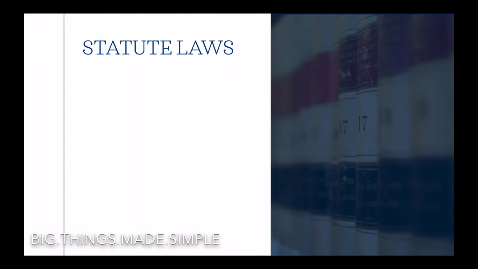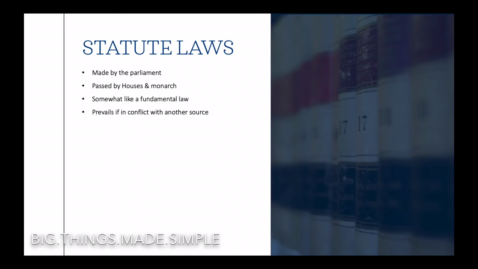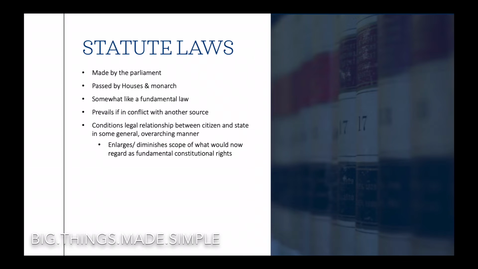Statute laws are formal written laws that are made by the Parliament, passed by the two houses and the monarch, and are placed in the statute book. Its existence is somewhat similar to a fundamental law in the US, where it prevails if it is in conflict with another source. Constitutional statutes condition a legal relationship between the citizen and the state in some general overarching manner, which enlarges or diminishes the scope of what would now be regarded as fundamental constitutional rights.